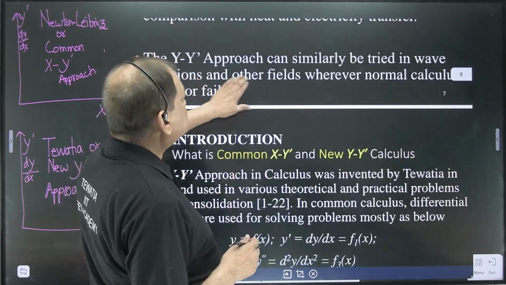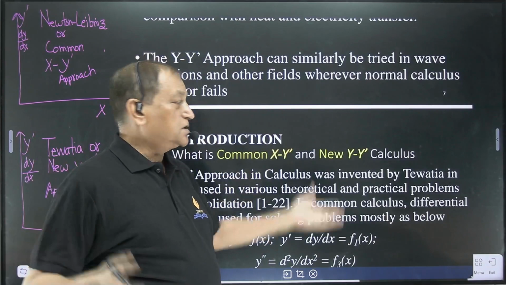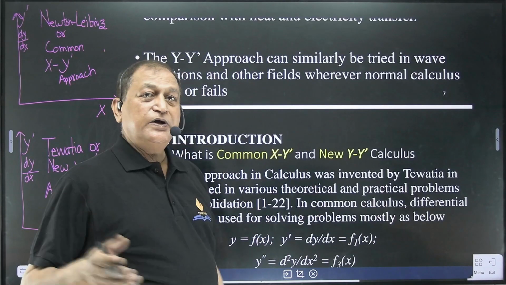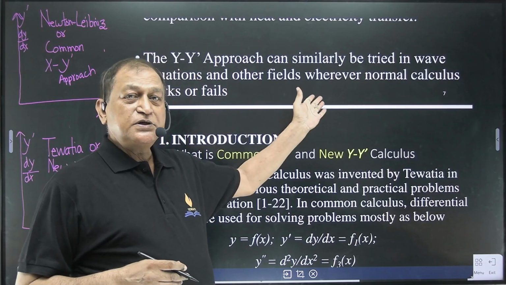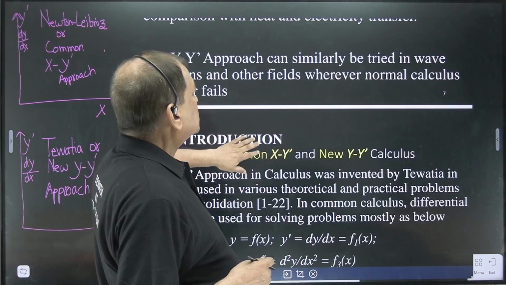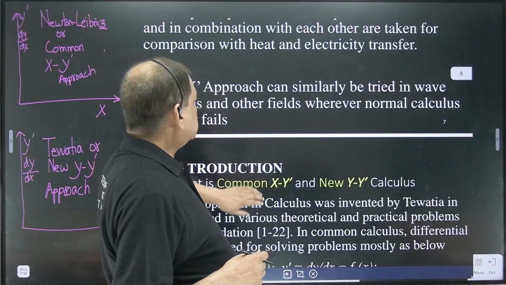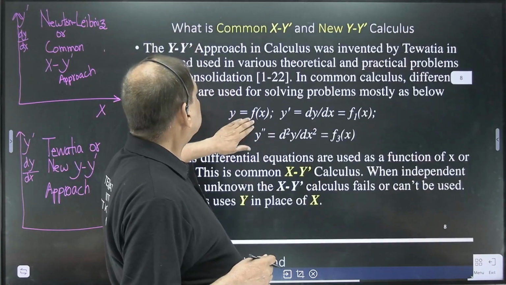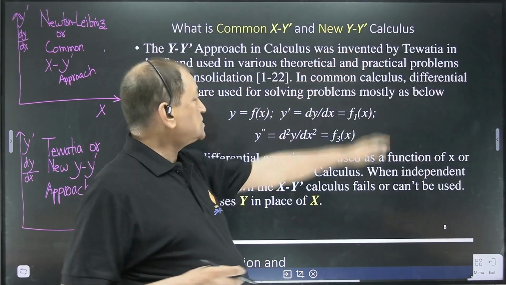So the YY dash approach can similarly be tried in the wave equation. That is just my opinion, that we can try there also. So far we have tried it in diffusion and creep equations, wherever normal calculus works or fails. So this is now the introduction. What is common xy dash and new yy dash calculus?